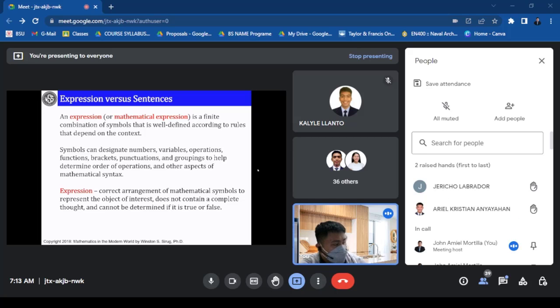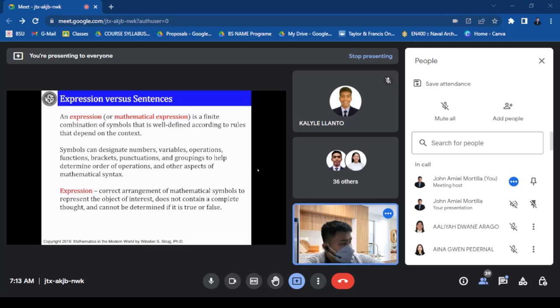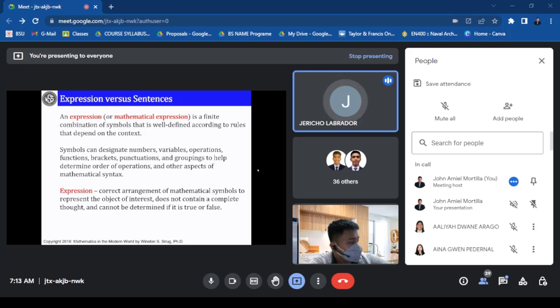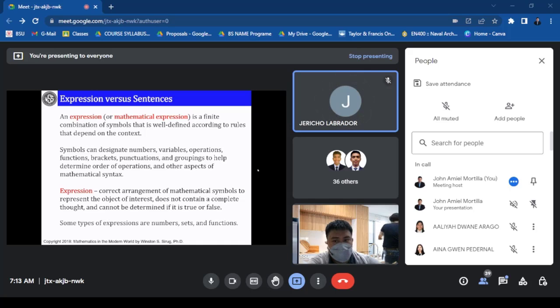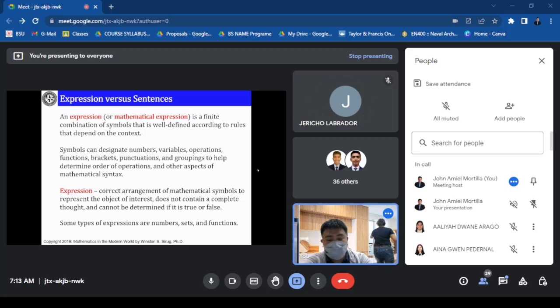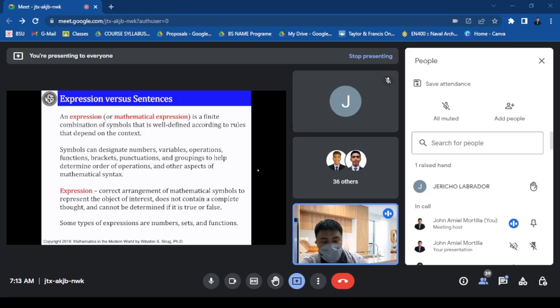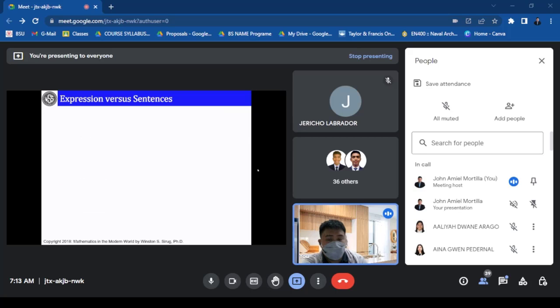Okay, expression, please read. Okay, Jericho. Expression: correct arrangement of mathematical symbols to represent the object of interest, does not contain in it a complete thought and cannot be determined if it is true or false. Okay. So, some types of expressions are numbers, sets, and functions. So, sentences, mathematical sentence. So, please read.